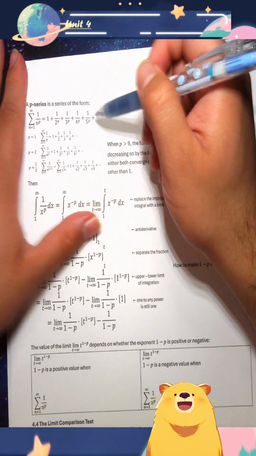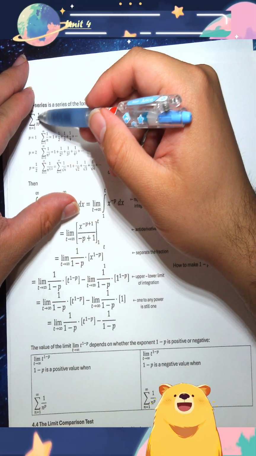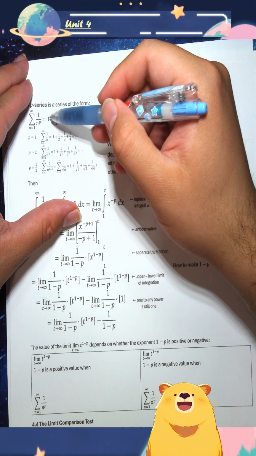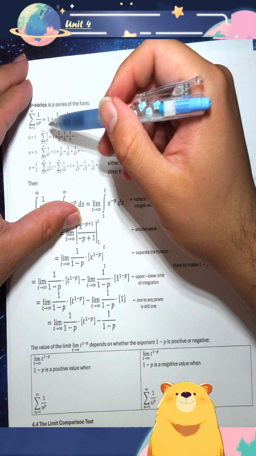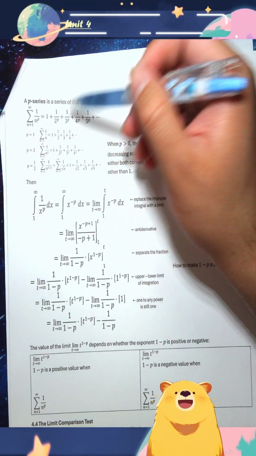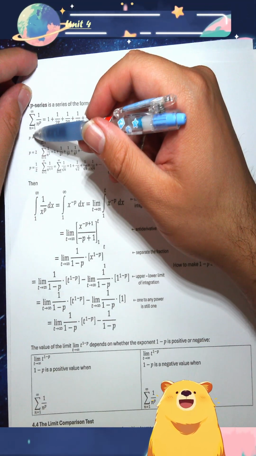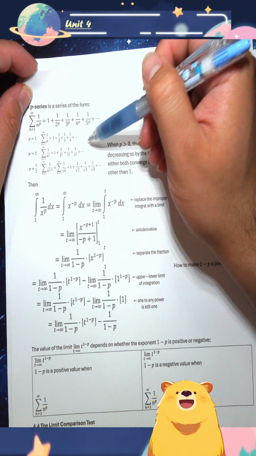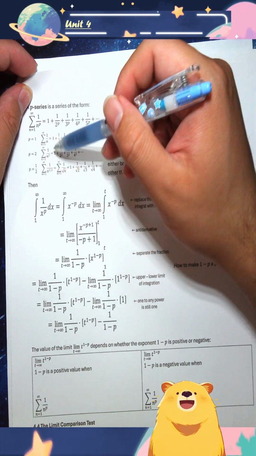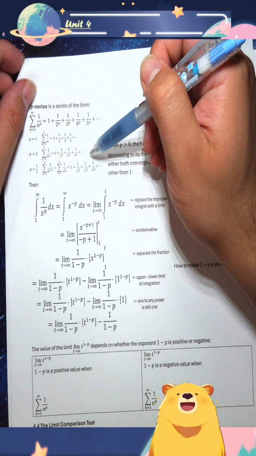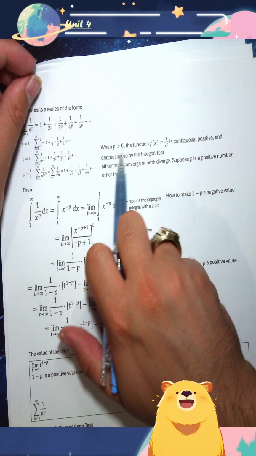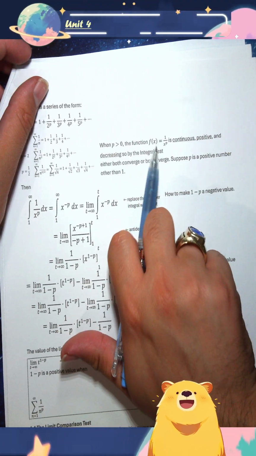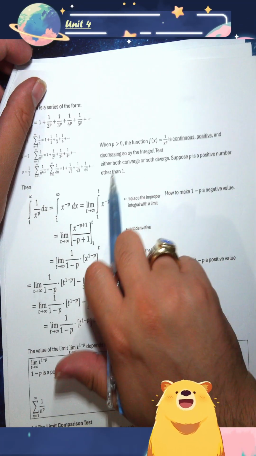Next, a p-series. A p-series is of the form 1 over n to the power of p, where every term in the series is just you raising that term to that power p. We see that when p is equal to 1, it looks just like fractions. When p is equal to 2, it looks like the squares fractions. When p is equal to 1/2, it's the square roots. When p is greater than 0, the function is continuous, positive, and decreasing.